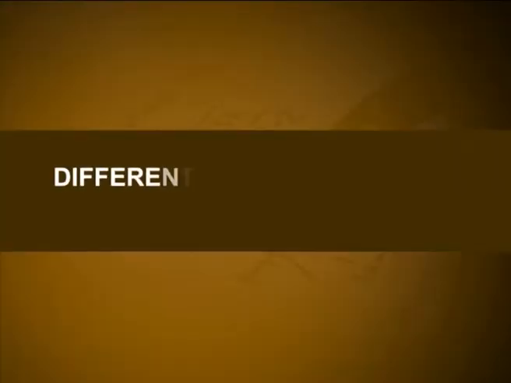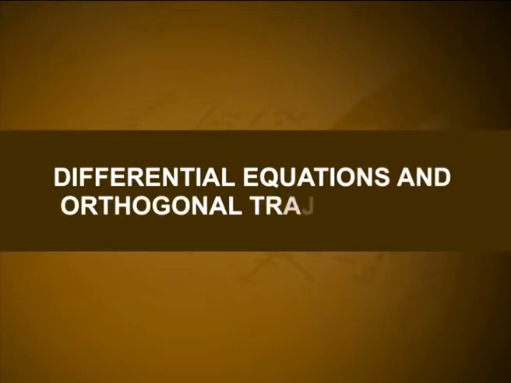Welcome to the topic Total Differential Equations and Orthogonal Trajectories. An equation involving one dependent variable and its derivatives with respect to one or more independent variables is called a differential equation. Many of the basic laws of the physical sciences, biological and social sciences are formulated in terms of differential equations, and the applications are very wide.